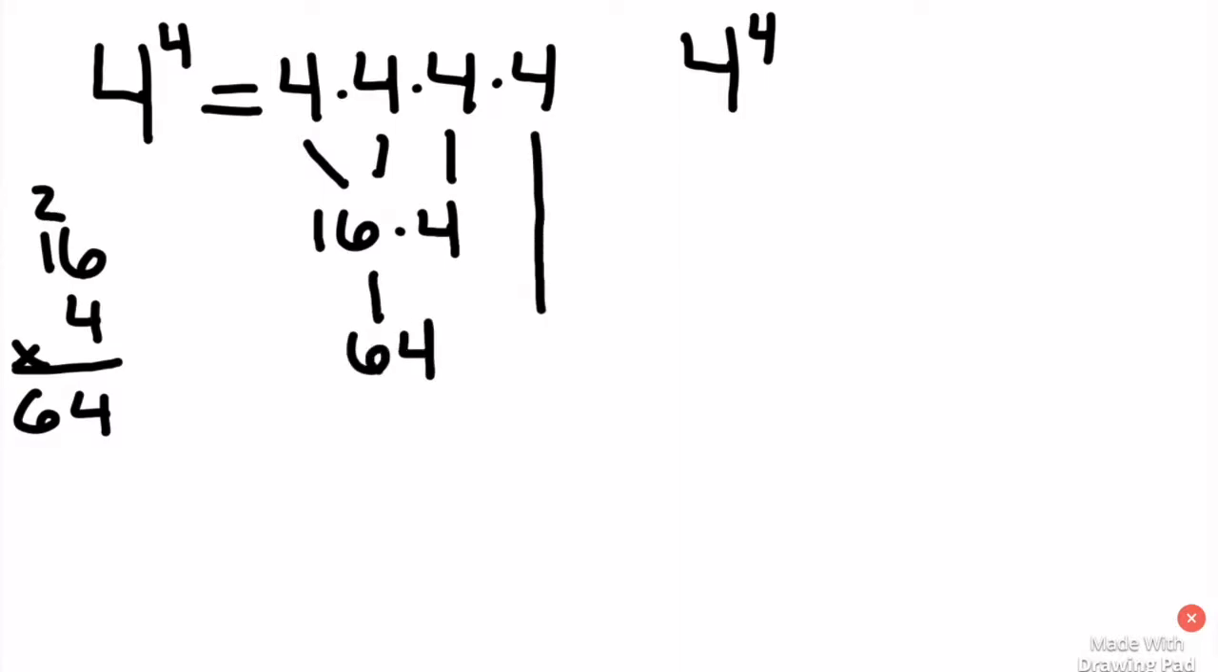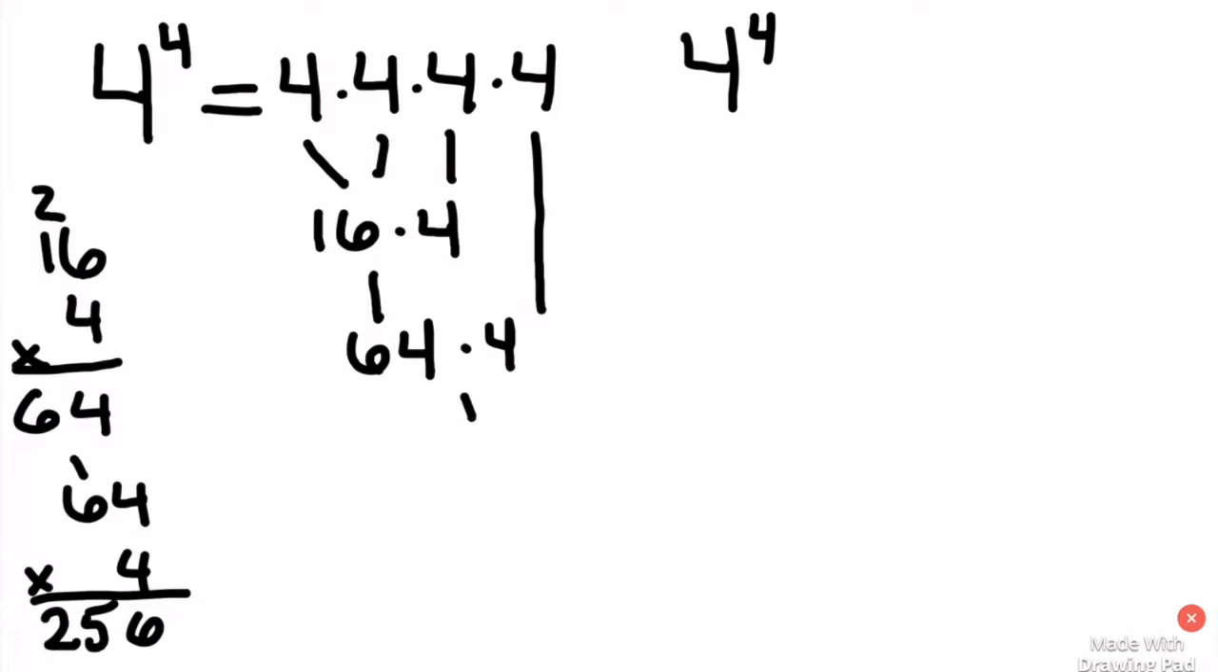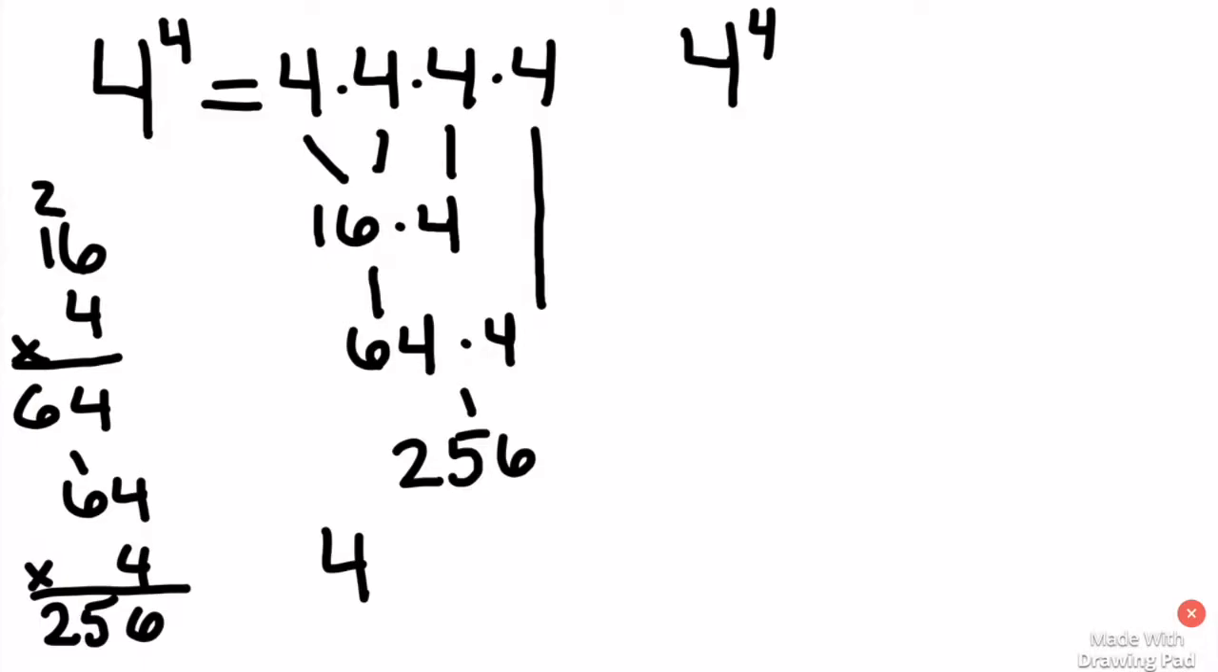And then we bring down our last 4. And again, we calculate 64 times 4 on the side. 4 to the 4th equals 256.